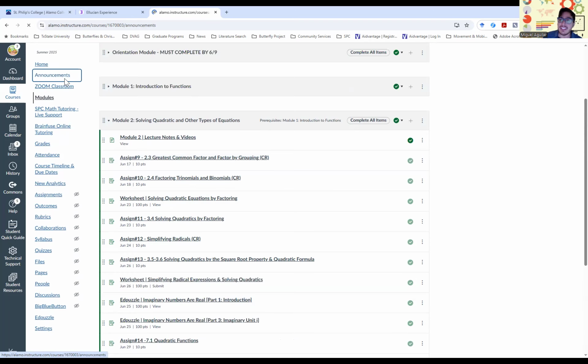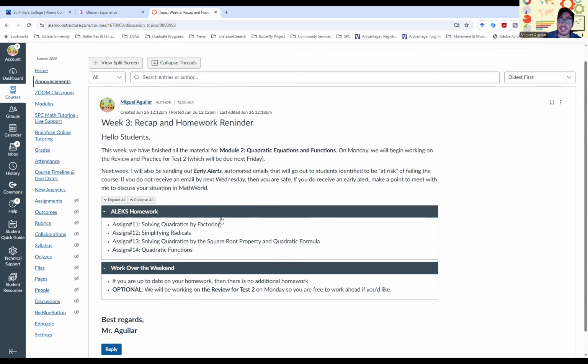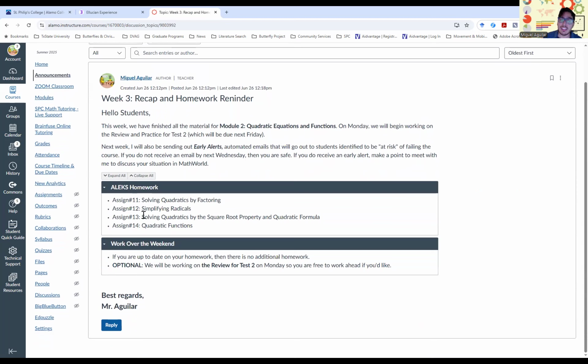But for anybody else who's just holding on for dear life, okay, what you need to do over the weekend is just make sure that you're getting caught up on any homework assignments. So this week, we should have gotten through homework assignments 11 through 14. And so if you're caught up or get caught up, then that's as far as you need to go, right? There's no additional homework this weekend, but it is optional if you want to get ahead, because things come up in life that sometimes we can't predict. But if you want to get ahead, you can start in on the test review for test 2.